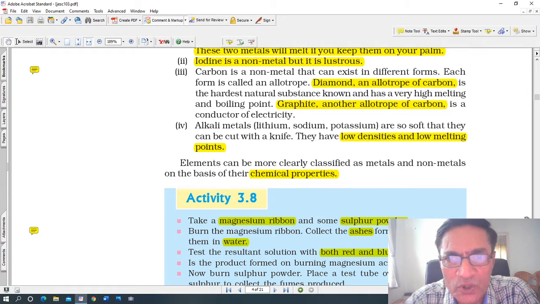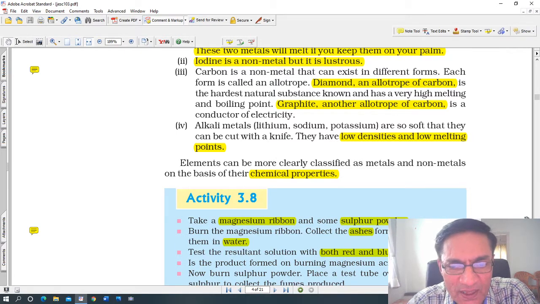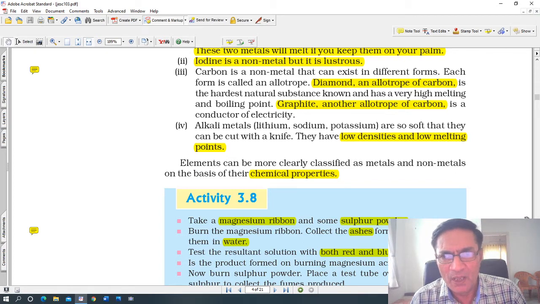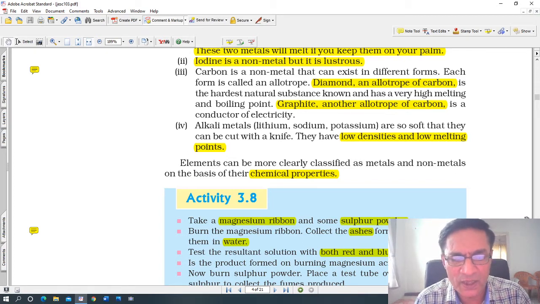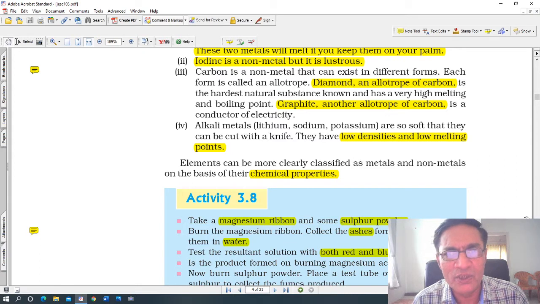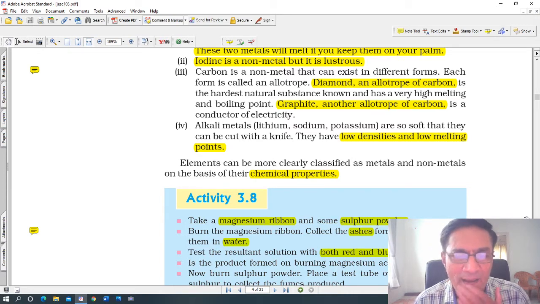Good morning, students. Right now, let's continue with lesson number 3, metals and non-metals. Yesterday, we discussed certain physical properties of metals and some physical properties of non-metals, and we compared them. We also realized that comparison and classification of elements into metals and non-metals only on the basis of physical properties is not enough.